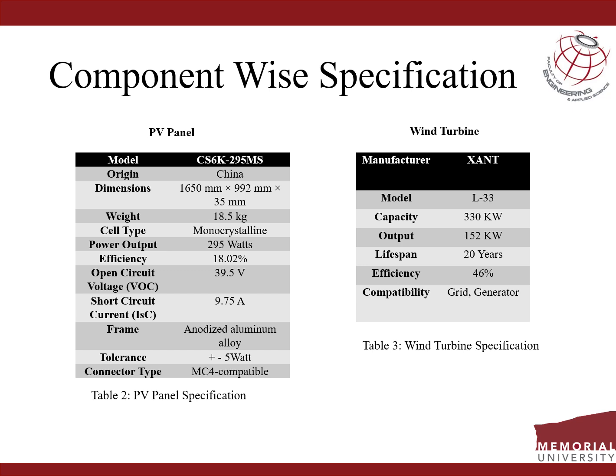Now we'll discuss the component-wise specifications. First of all, the PV panel. The PV panel used is the Canadian Solar Superpower CS6K295MS, originated from China with a power output of 295 watts and an efficiency of 18.02%. The wind turbine is the Zond L33 with a capacity of 330 kilowatt and an efficiency of 46%, which is compatible with grid and generator systems.